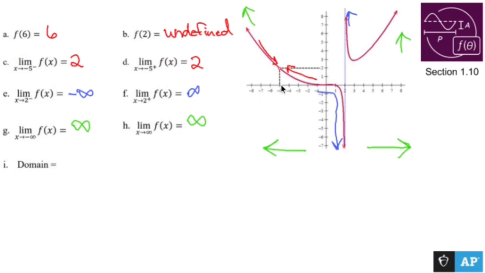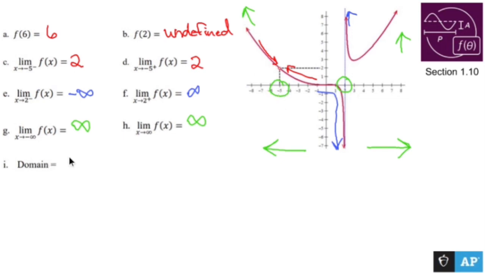Now my domain is what numbers am I not allowed to plug in? Let's name those and make sure I don't include those in the domain. I'm not allowed to plug in negative 7 because I have a hole there. I'm sorry, that's a negative 5, not negative 7. And I'm not allowed to plug in regular 2 because I have an asymptote there, a vertical asymptote. So every value seems to be included except negative 5 and 2.